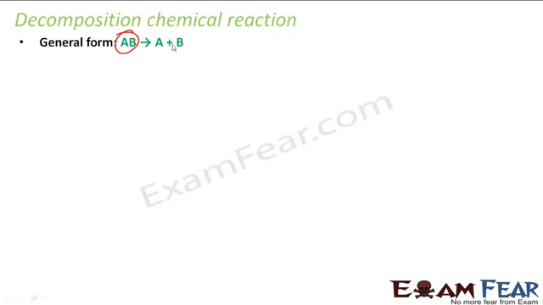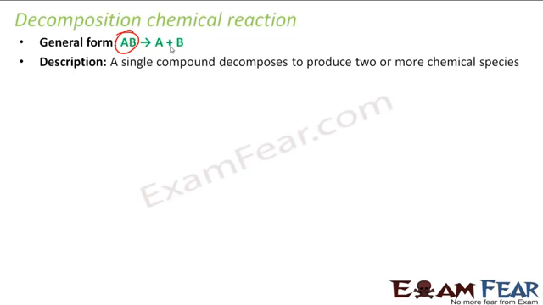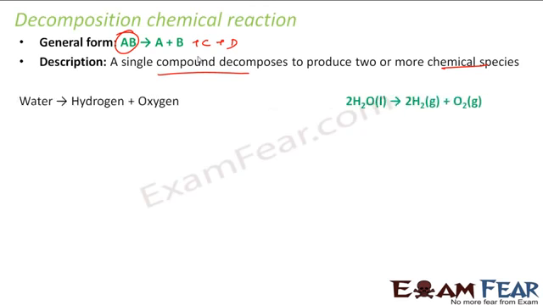So we have this one compound AB, which decomposes to become two compounds. The description says a single compound decomposes to become two or more chemical species. It may be more also, it can be C and D also. The concept here is one compound breaks into multiple compounds. For example, you have water, you pass some electricity through it, and it becomes hydrogen and oxygen. This is electrolysis, where water, one compound, breaks into two smaller compounds.